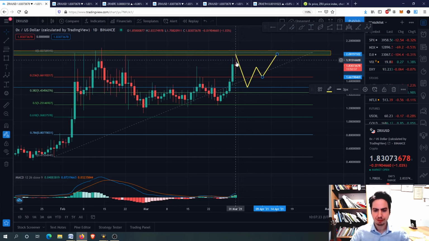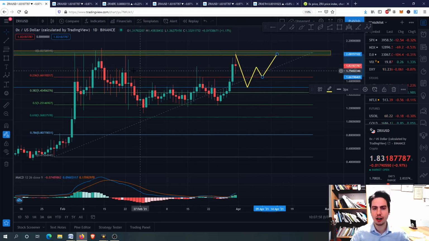I expect to see a correction here, moving a bit sideways or even a bit downwards, and then retesting this resistance level here, guys. And I will show you exactly why I think we will move sideways. It will be very healthy to move sideways or a bit downwards after all, retesting some support levels, then going back above and hitting this resistance line here. It is very healthy and I want to see ZRX doing that in order to go even further above.